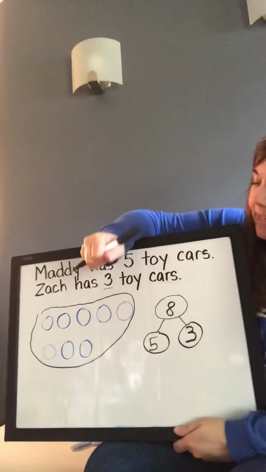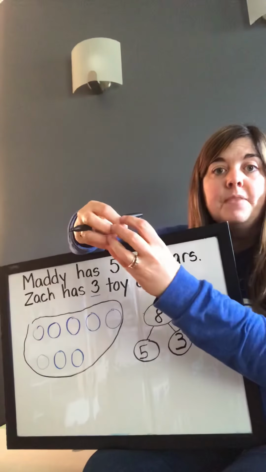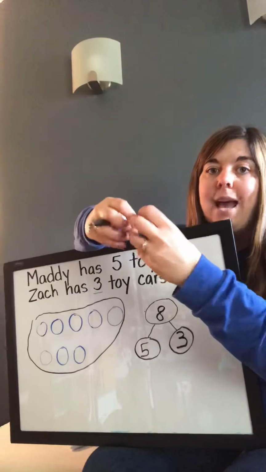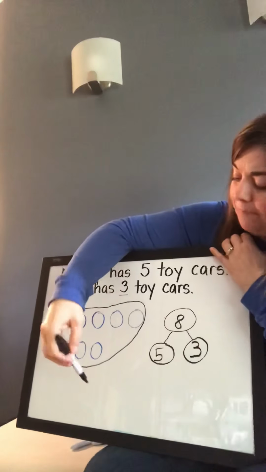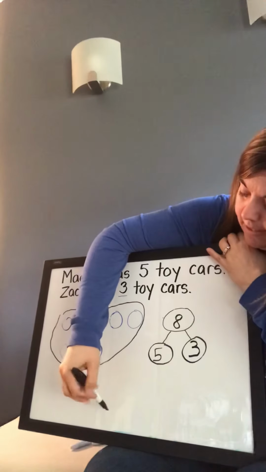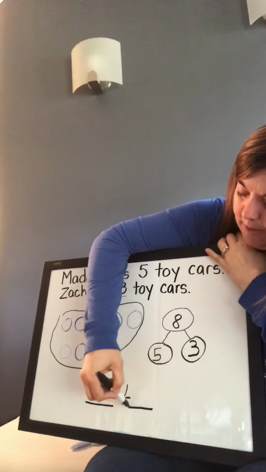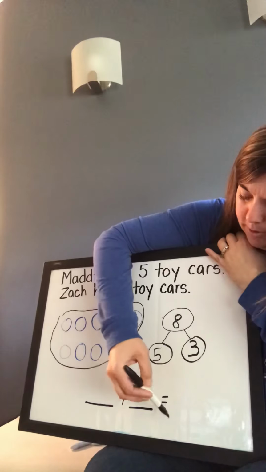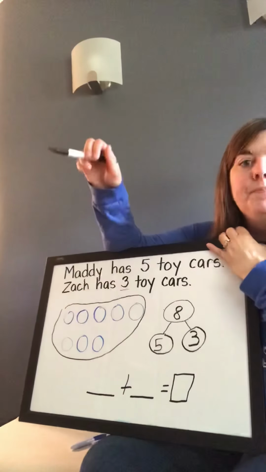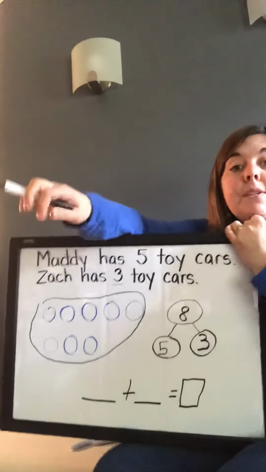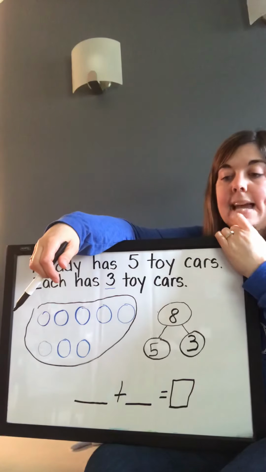Now we need a number sentence. So we said that we were putting cars together. We were not taking them apart. So we need to add them together. So our number sentence is going to be an addition number sentence. So it's going to be something plus something equals something, our mystery number. Okay. Go ahead and pause if you need to write your number sentence there. Okay.